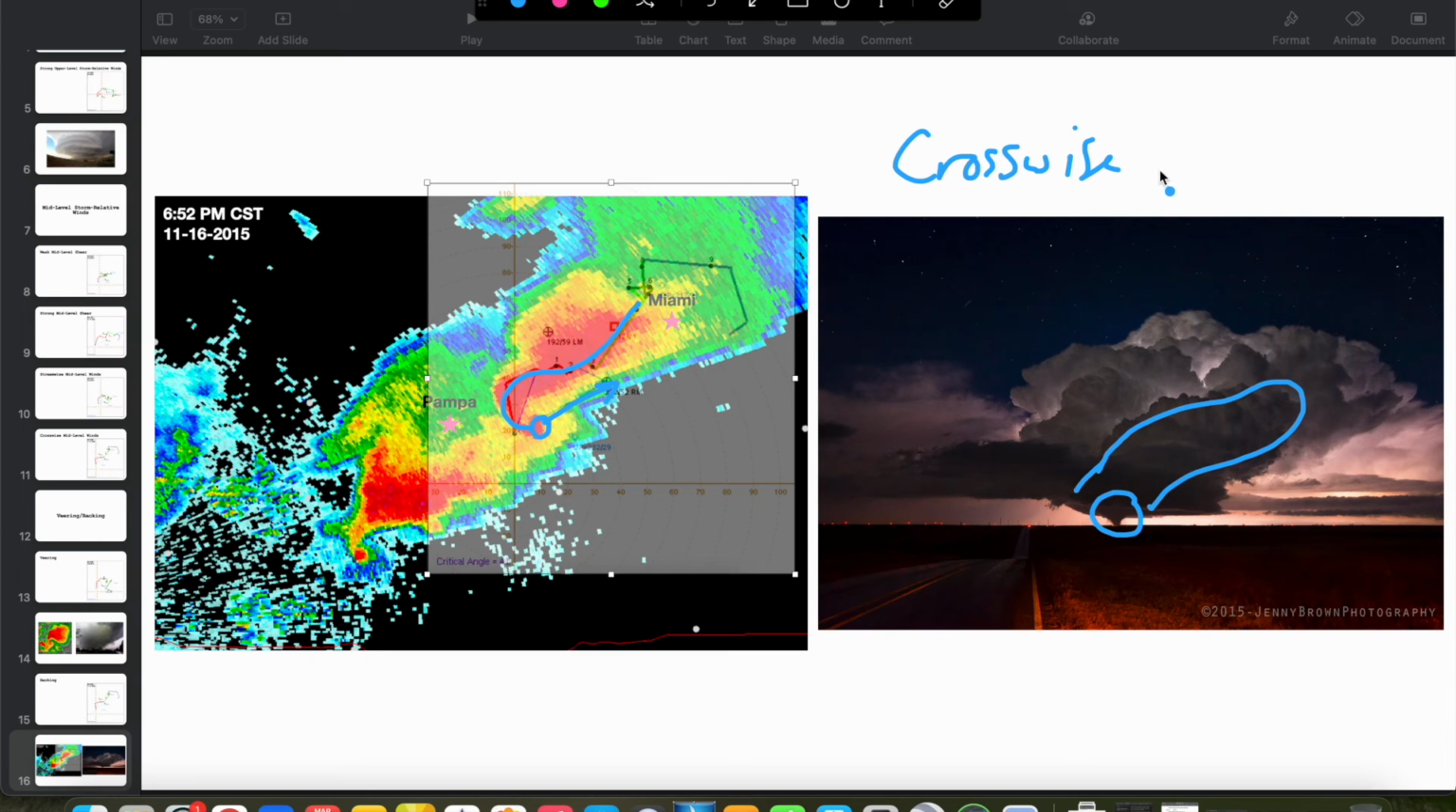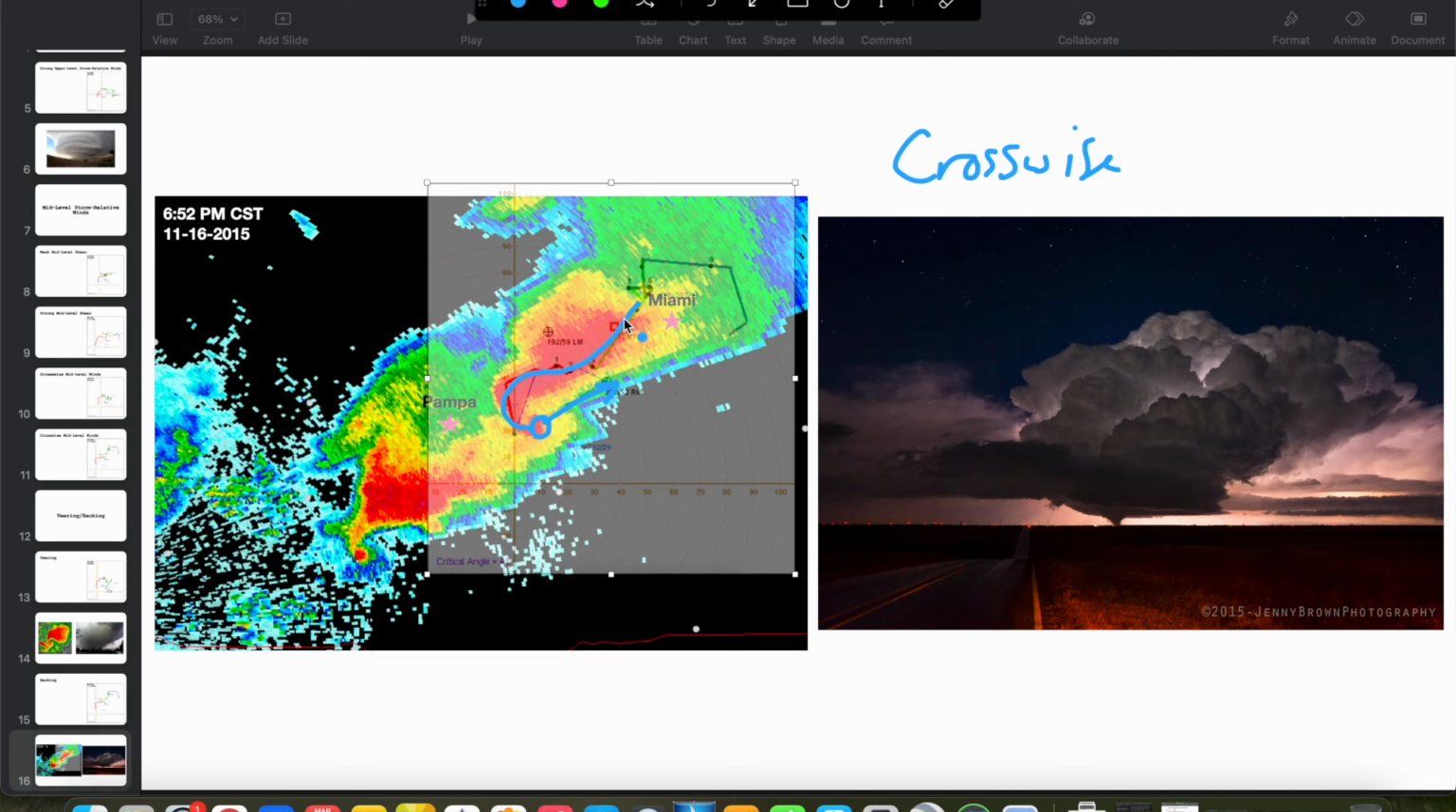So again, with crosswise mid-level winds, only the flanks of the storm rotate. You wouldn't be able to see a lot of broad rotation if you were to just look at this storm. But if you look closely, you can see that flank here, that right flank, was able to rotate pretty intensely and produce multiple tornadoes.